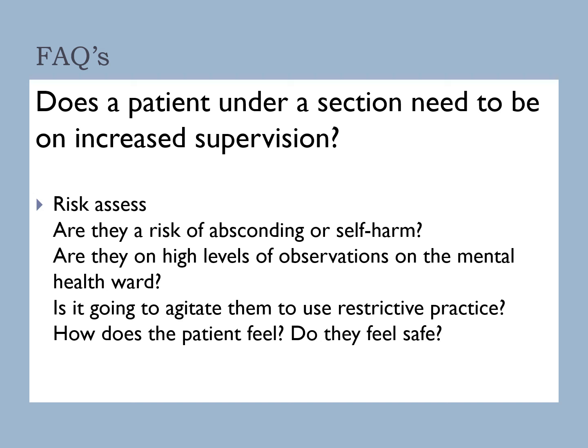Think about if the high levels of observations are going to agitate the patient more. And of course, ask the patient themselves how they feel, ask them if they feel safe, and suggest that it's easier for them to work with us to maintain their safety. Again, we may be able to hand responsibility back to them if we think they've got capacity to make choices. We should not assume that just because someone is under a section and they have a mental illness that they are automatically going to be a risk of self-harm, a risk of running off, or a risk of violence.